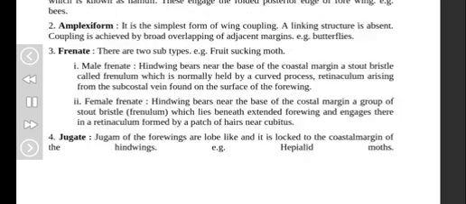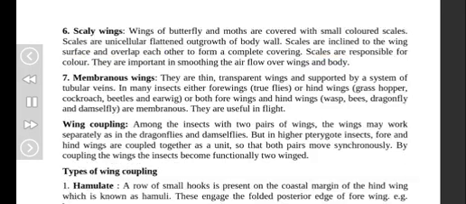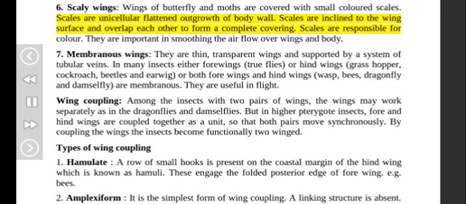6. Scaly wings. Wings of butterfly and moths are covered with small colored scales. Scales are unicellular flattened outgrowth of body wall. Scales are inclined to the wing surface and overlap each other to form a complete covering. Scales are responsible for color. They are important in smoothing the airflow over wings and body.